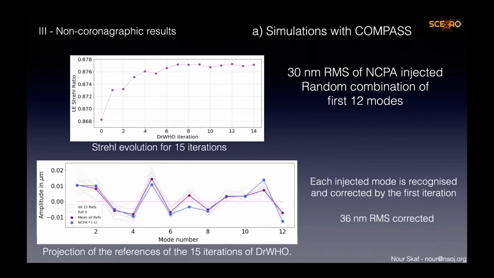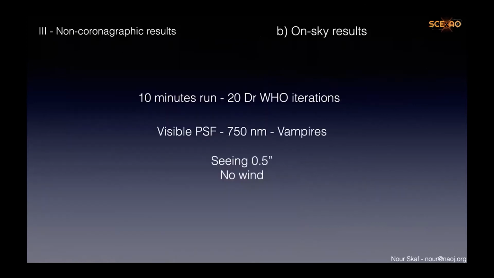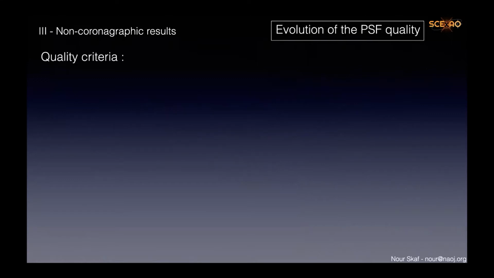So as a conclusion, each injected mode is actually recognized and corrected by the first iteration, which is a huge simulation result. Then we did on-sky tests, and over a 10-minute run, we did 20 Dr. Who iterations of 30 seconds each. And we used the VAMPIRES instrument for the PSF at 750 nanometers. The atmospheric conditions were actually really good that night, so we got those results.